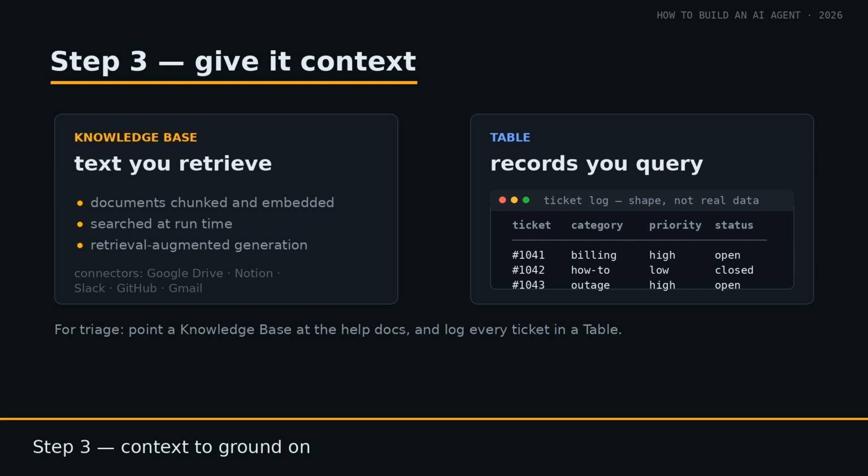A table is structured data the agent reads and writes. For triage, a table holds the ticket log. Every ticket, its category, its priority, its resolution status. So knowledge bases are for unstructured text you retrieve. Tables are for structured records you query and update.